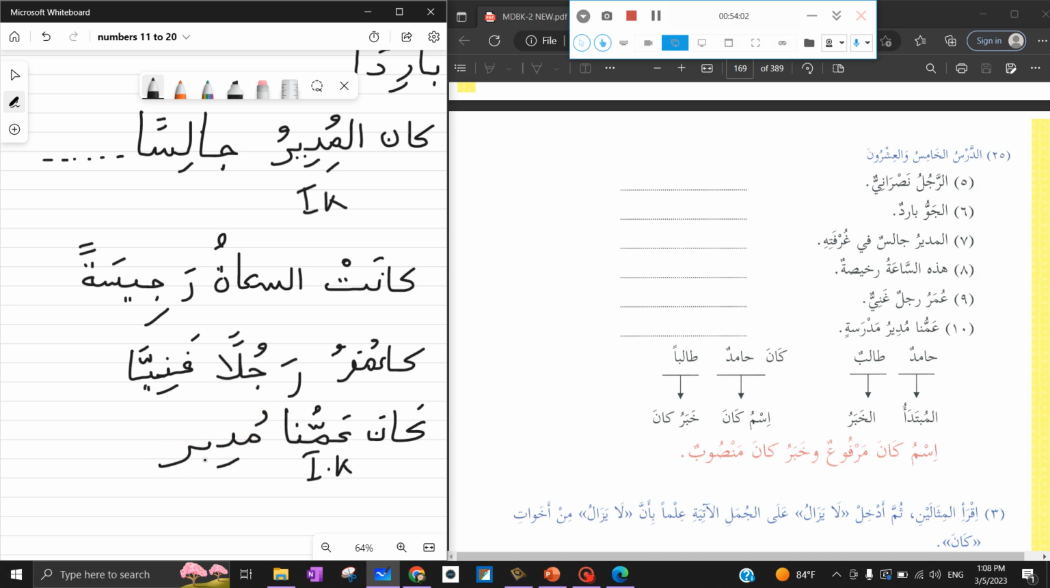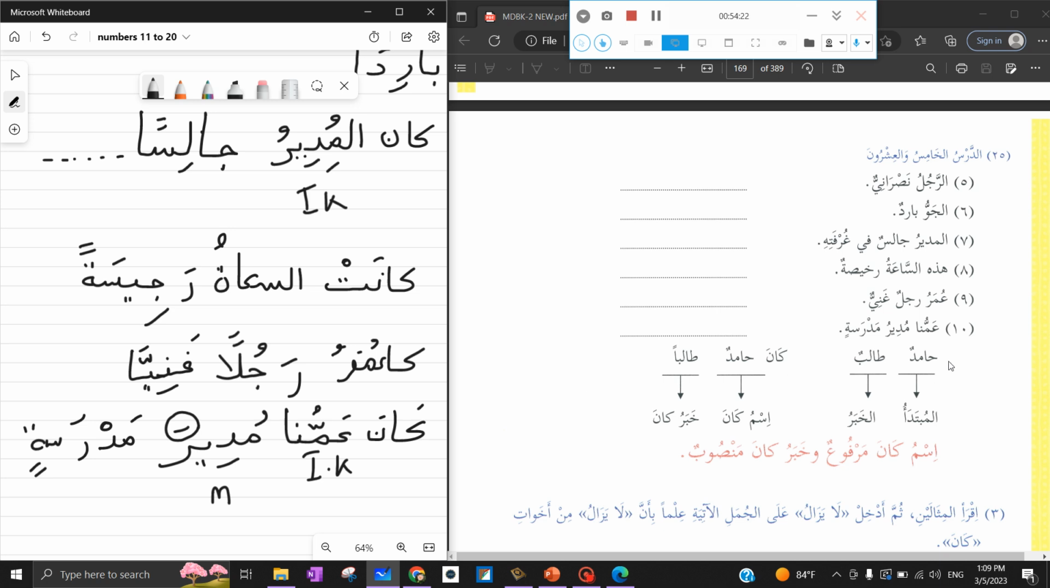Mudira. Okay, with a fatha. Since this is mudaf, it will only carry a single haraka. Mudira madrasatin. Since it is a mudaf ilahi, it will have a kasratan, and it is nakira idafa.